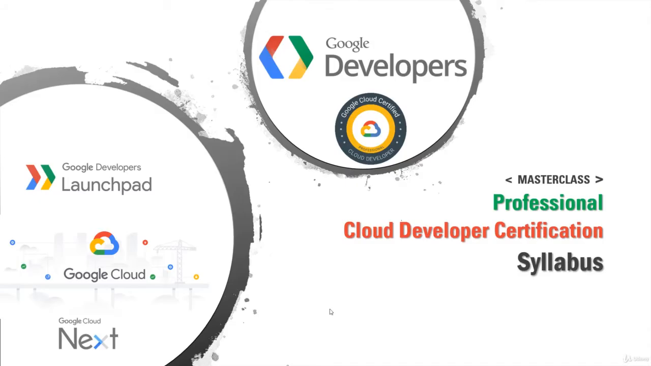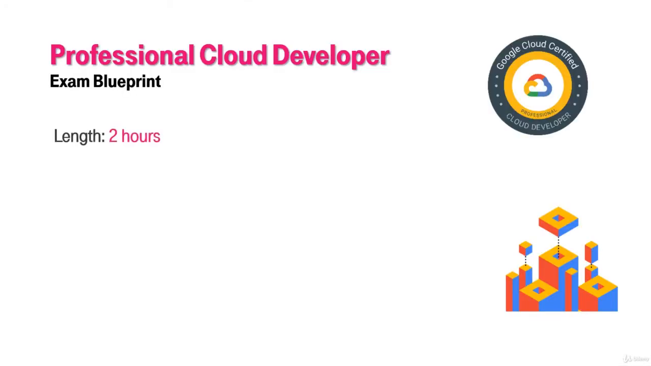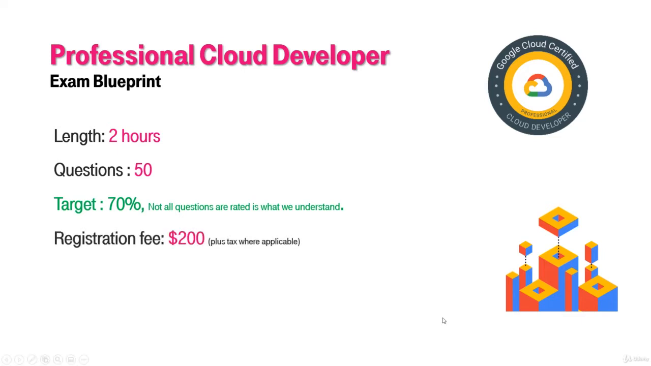Let us go ahead and get more details about the cloud developer certification before we dive into the actual syllabus. Exam blueprint: it is 2 hours in length. There are 50 questions. Target 70% at least, and not all questions are rated. That is what our understanding is. It's the same as the cloud associate engineer.